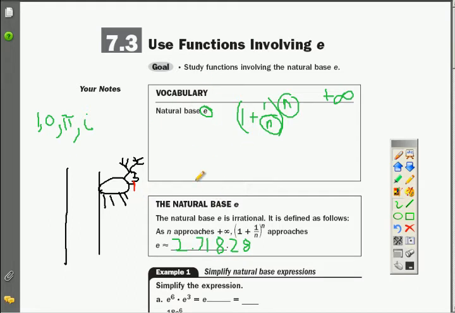Things that happen in nature. That's why we call it the natural base e. When little kids are growing continuously, or your hair grows continuously, those are things that happen in nature, and so that's when we're talking about natural base. We are not talking about things like money in a bank. They're compounded, but they're not continuous growth.